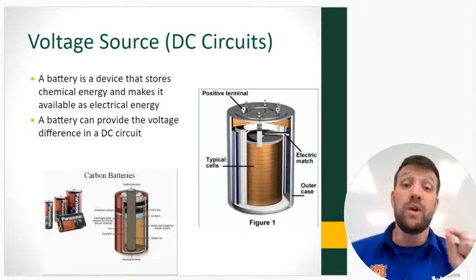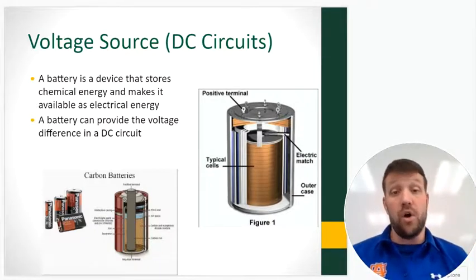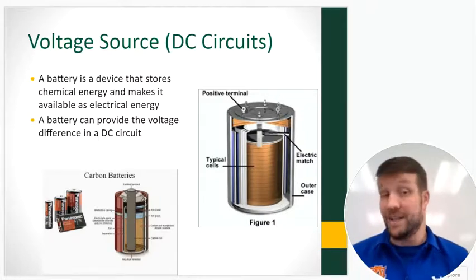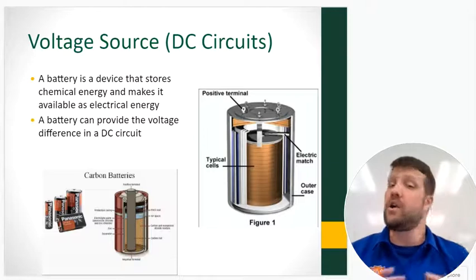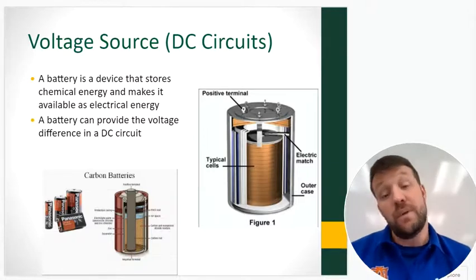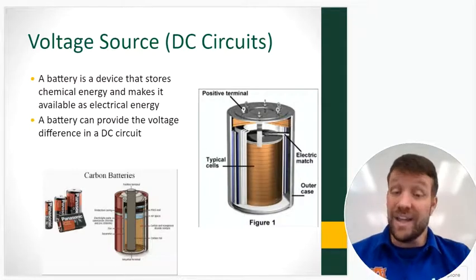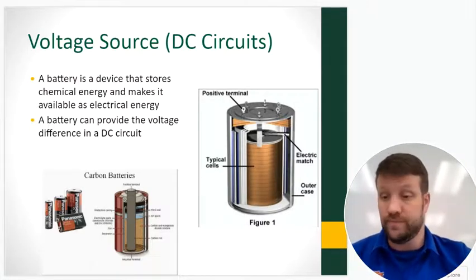This is not what is in your outlet, in your wall. That's an alternating current, and that comes from a turbine. That's a little bit of a different setup, and that's something we can talk about later, or that's more of an AP Physics 2 topic, okay? Here we're really going to be dealing with batteries and direct current only.